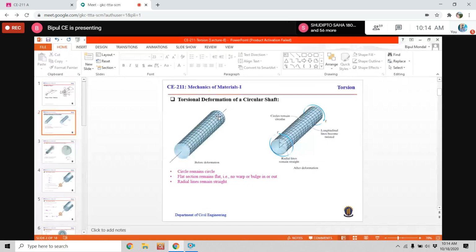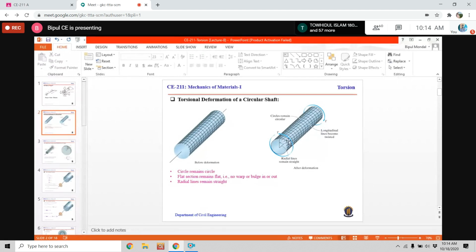Look at these two figures, then try to find the differences between these two figures. So in the first figure, you will see several circles, right, and several straight lines along the axis. We can say this direction is the axis of the shaft. So along the axis, you will see many straight lines, and transverse to the axis of the shaft, you will see many circles.